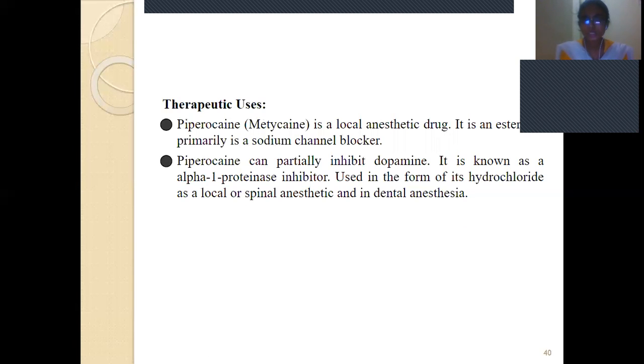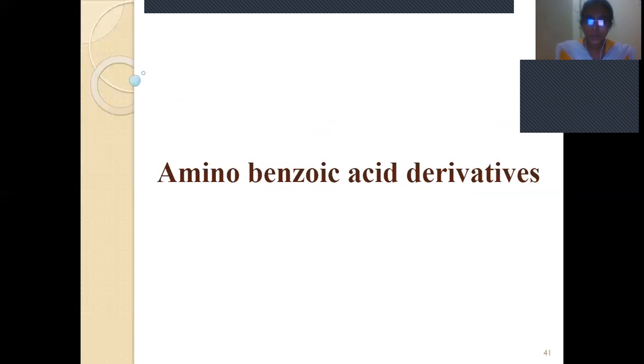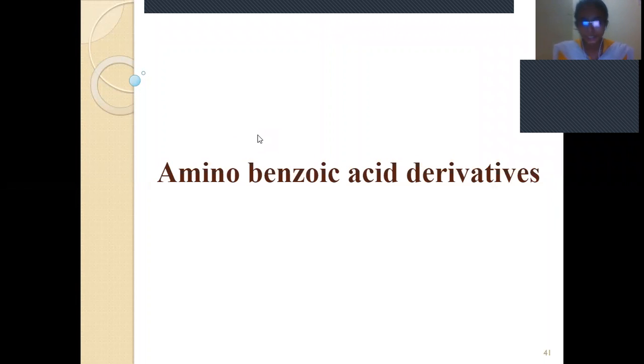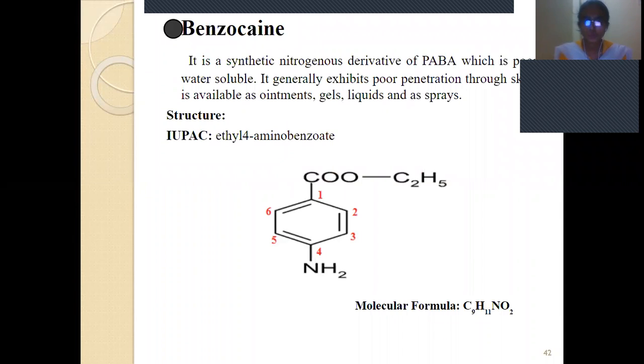So these are the drugs we have discussed till now, which come under the benzoic acid derivatives. Next one is amino benzoic acid derivatives. Let's see what drugs are involved in the amino benzoic acid derivatives. The first one is benzocaine.